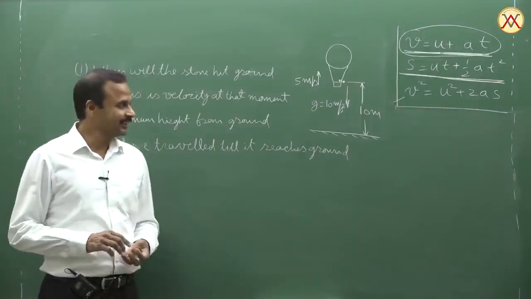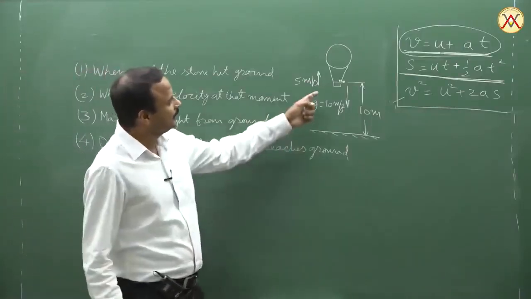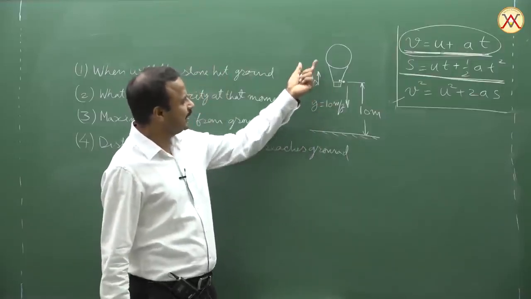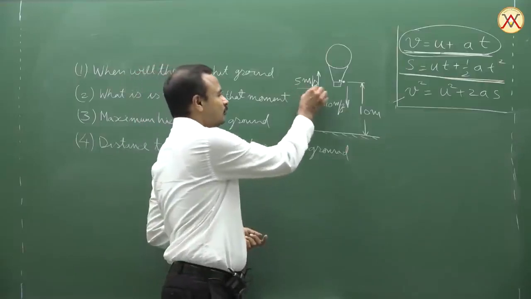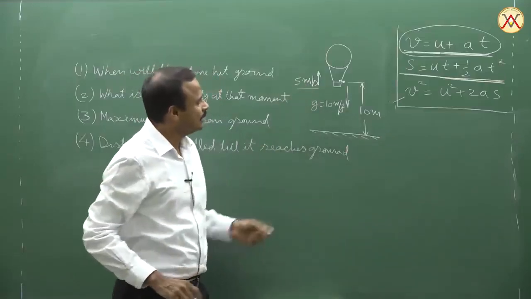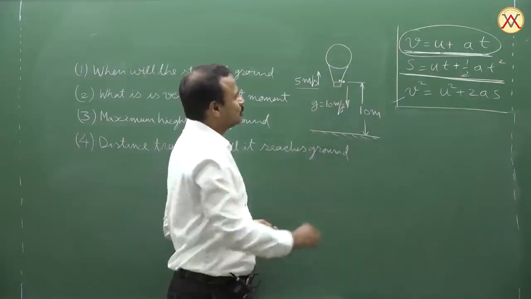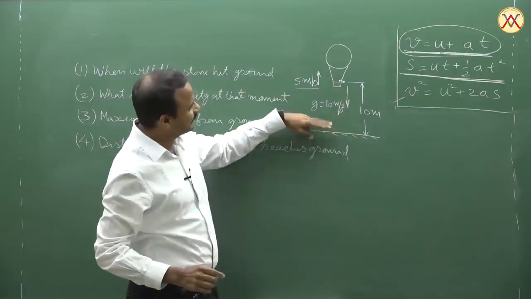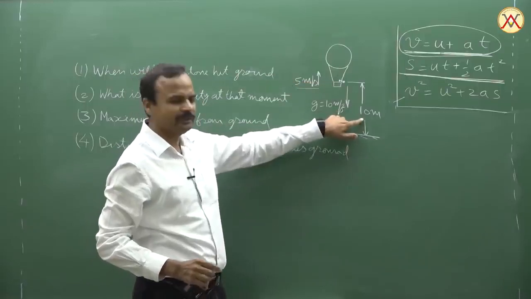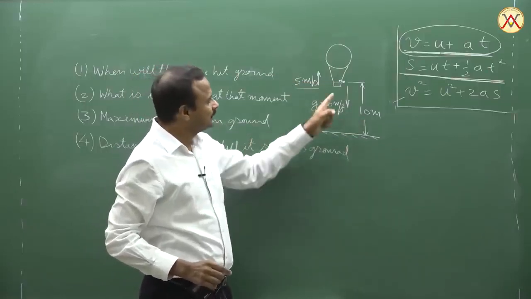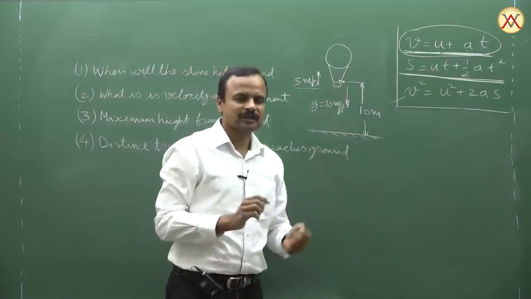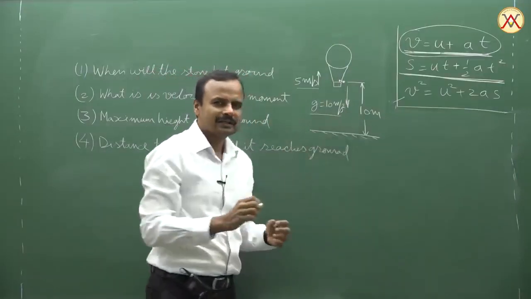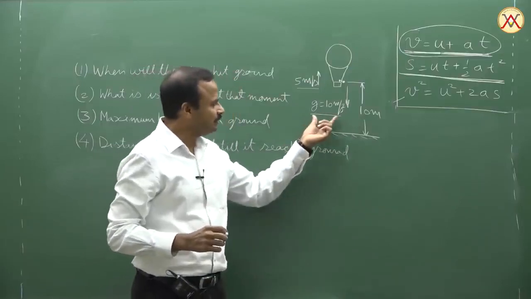Let's take another interesting example. This is a hot air balloon which is rising up at a constant velocity of 5 meters per second. Person in the balloon drops a stone when its height from ground is 10 meters. The stone drops under gravity, and acceleration due to gravity, we are taking it to be 10 meter per second square.